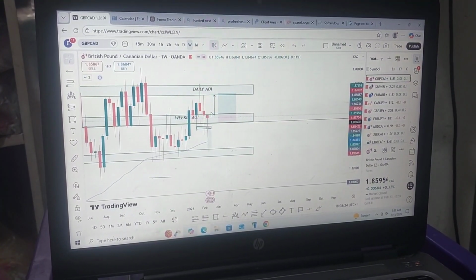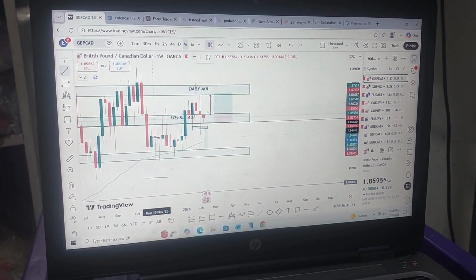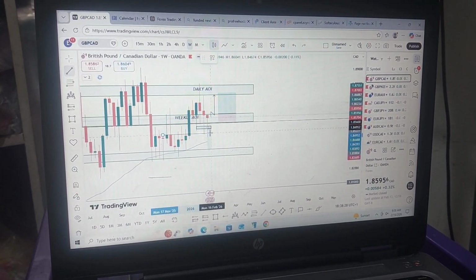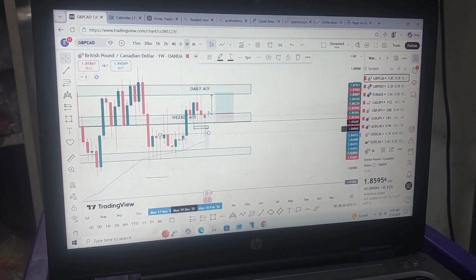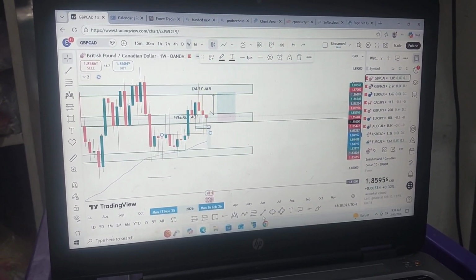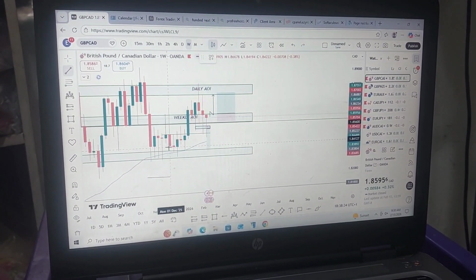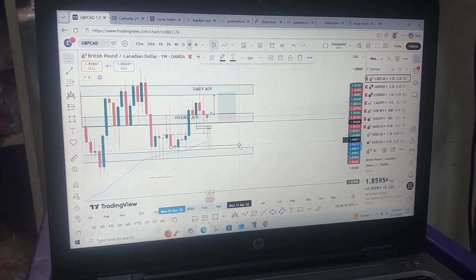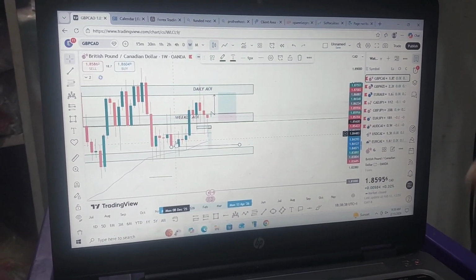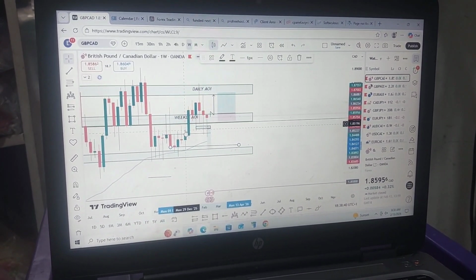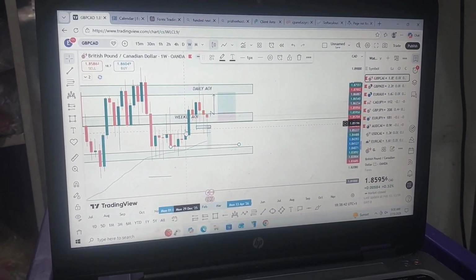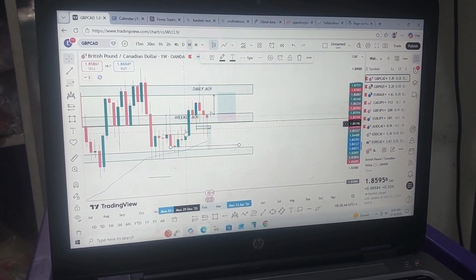Wait, hold on, I should mark it out. This is our lower high and this is our lower low. So the market took out our lower high, shifting this market from bearish to bullish. Now the market is no longer bearish, it's now bullish.